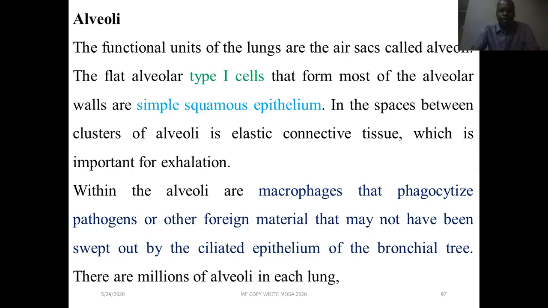As we know, during exhalation we breathe out carbon dioxide or CO2, which is a harmful compound to our body tissue.